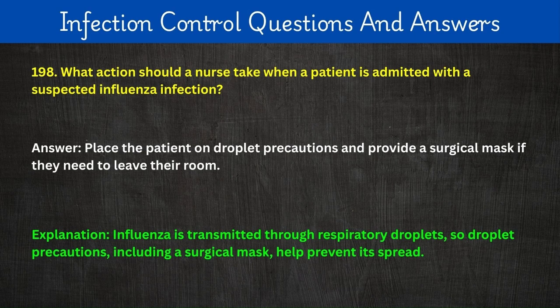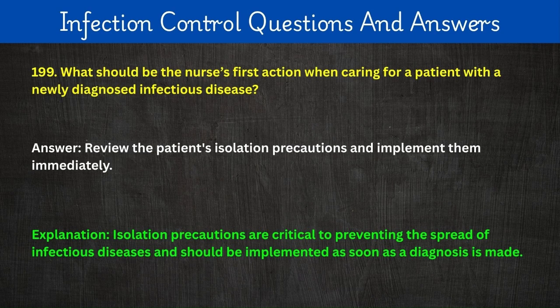Answer: place the patient on droplet precautions and provide a surgical mask if they need to leave their room. Explanation: influenza is transmitted through respiratory droplets, so droplet precautions, including a surgical mask, help prevent its spread. 199. What should be the nurse's first action when caring for a patient with a newly diagnosed infectious disease?